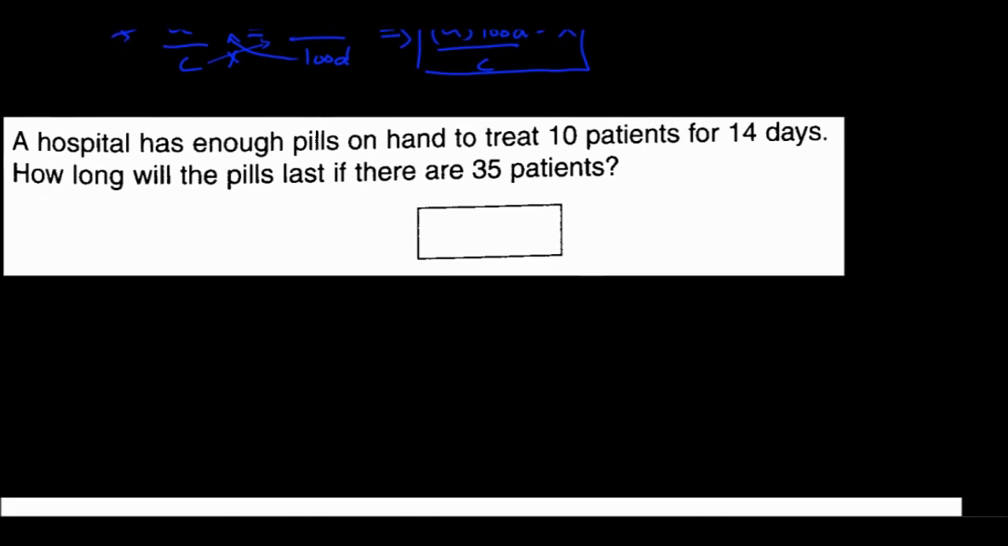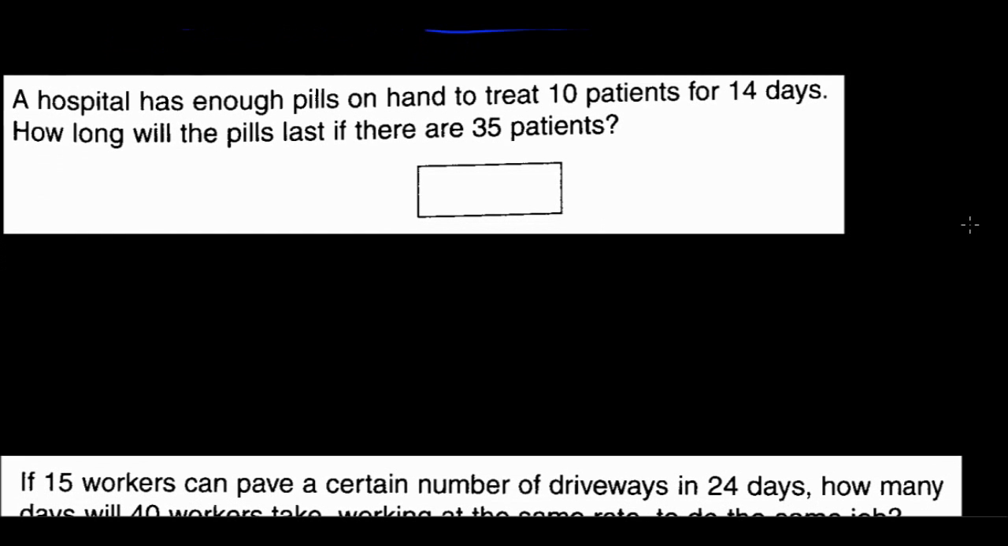Next is a different type of rate problem. A hospital has enough pills on hand to treat 10 patients for 14 days. How long will the pills last if there are 35 patients? Again, ratios are there, but here there's something you have to be careful about. If I go ahead and set up my ratio, I know 10 patients last 14 days.